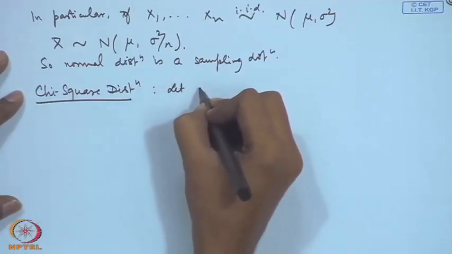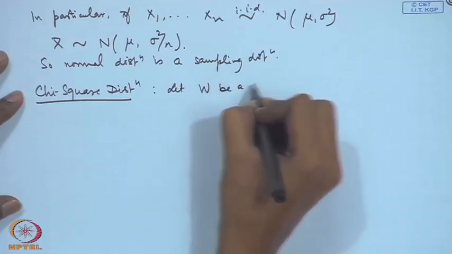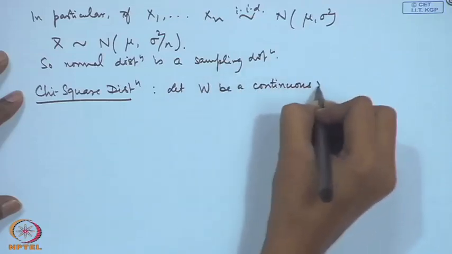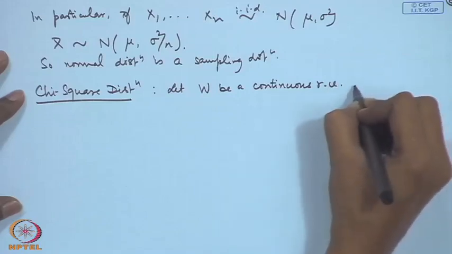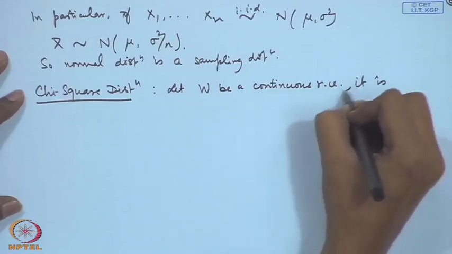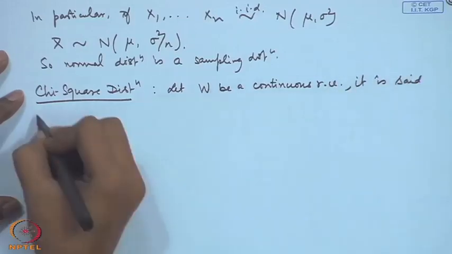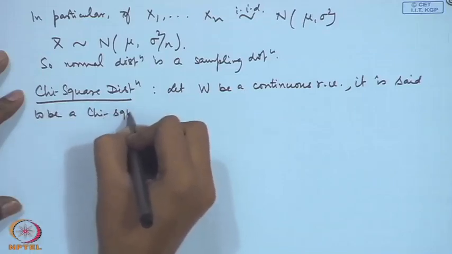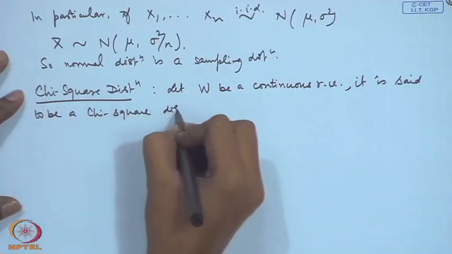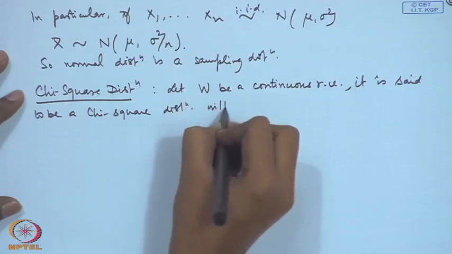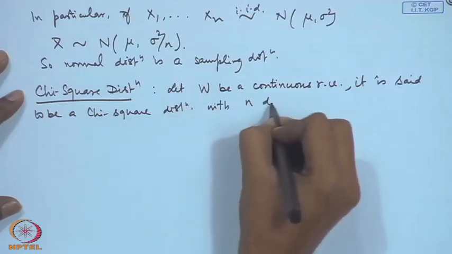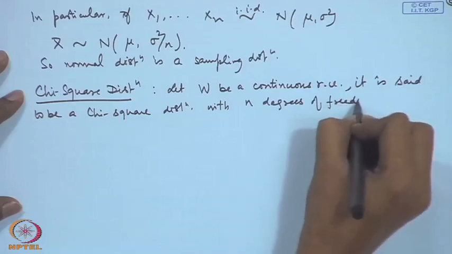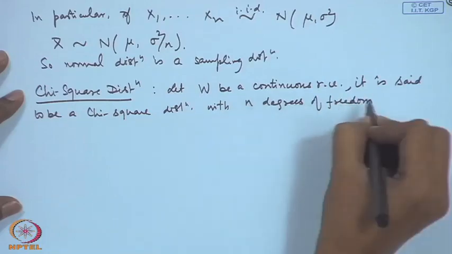Let W be a continuous random variable. It is said to have chi square distribution with n degrees of freedom. So, the parameter of chi square distribution is actually called degrees of freedom.